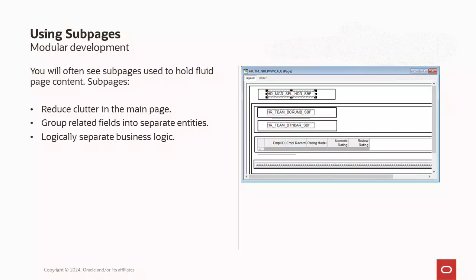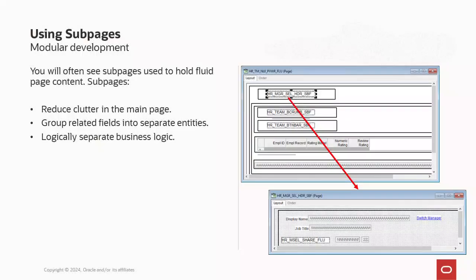This screenshot illustrates a simple example of group boxes arranged on a Fluid page definition to create multiple nested containers. Often, on a main Fluid page definition, you won't see page controls like edit boxes or radio buttons. The main fluid page definition creates the high-level structure, and the actual page content would be stored in separate subpages. Subpages reduce clutter in the main page, group related fields into separate entities, and logically separate business logic. As you can see, the subpages are contained within multiple group box containers on the main fluid page.